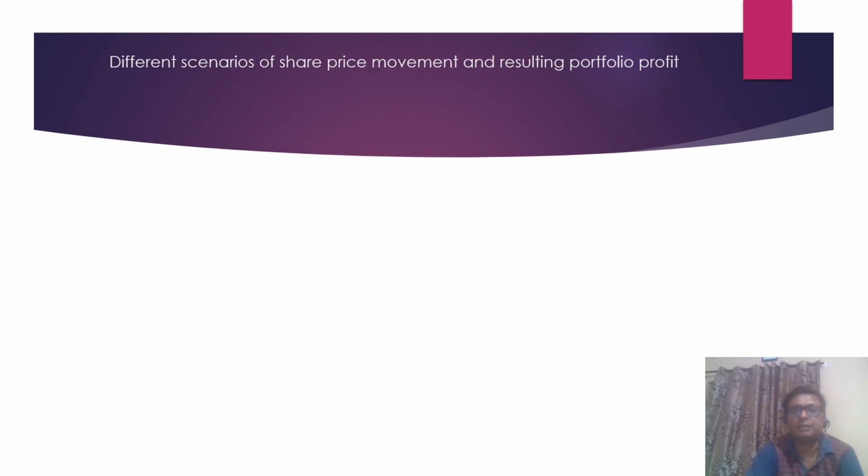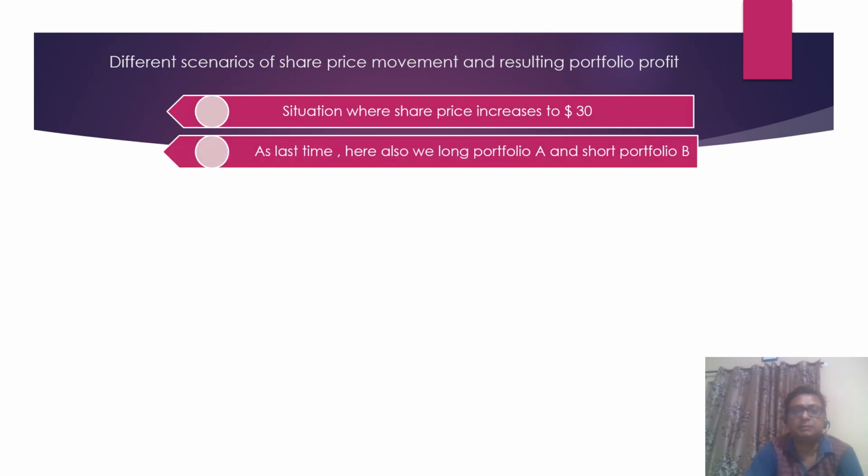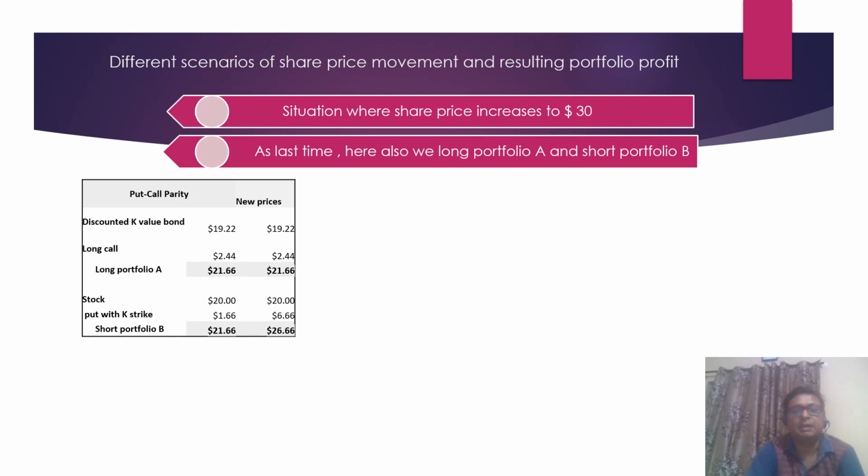In the previous slide, we considered a situation of share price fall. Now let's consider a situation of share price increase, where the share price increases to $30. As last time, here also we go long portfolio A and short portfolio B, just because the value of portfolio B is higher after the increase in the price of the put.